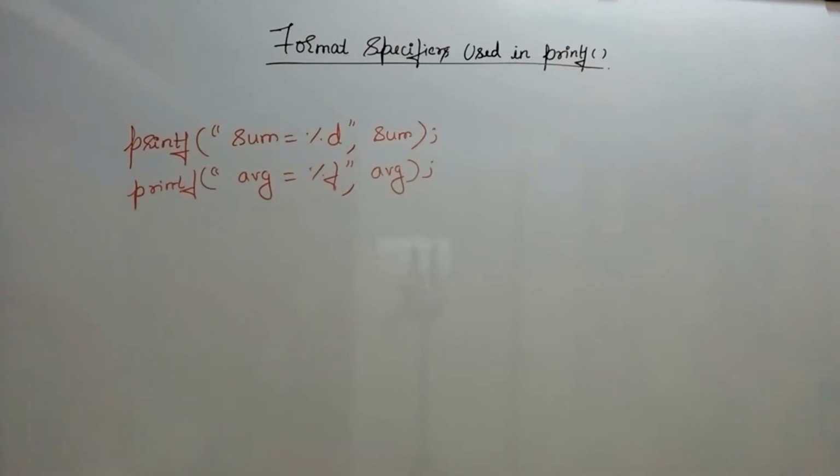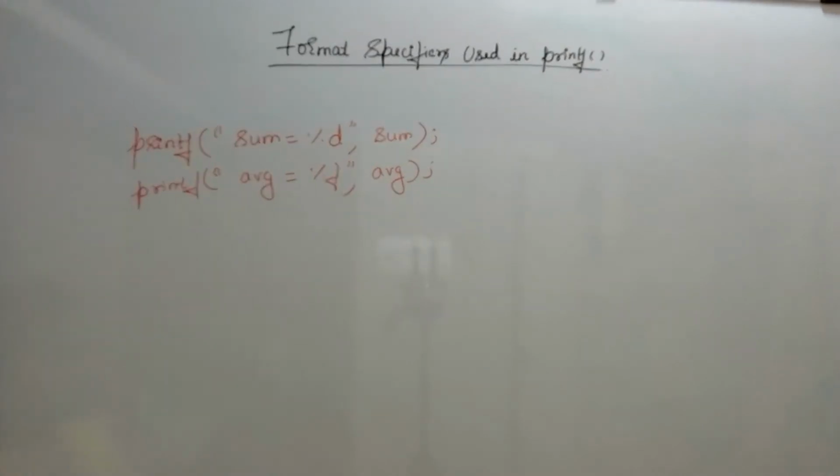Hi everyone. In the previous video we have seen how to write a C program, and we have written two simple C programs. In this video we shall see what is conio.h and why we have to use getch and clear screen in our program. Before that, let us see what format specifiers are used in the printf function.